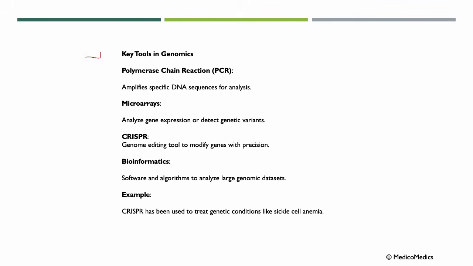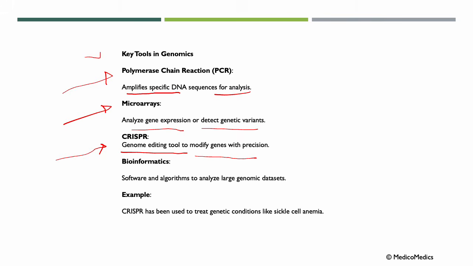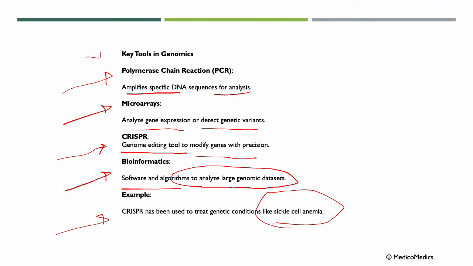Some key tools used in genomics: we have polymerase chain reaction, PCR, where we amplify specific DNA sequences for analysis. Microarrays, where we analyze gene expression or detect genetic variants. CRISPR technology, so genome editing tool to modify genes with precision. Bioinformatics, software and algorithms to analyze large genomic data sets. CRISPR has been used to treat genetic conditions, for example, like sickle cell anemia.